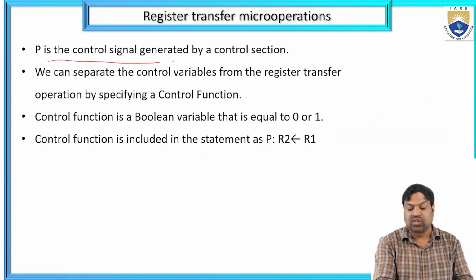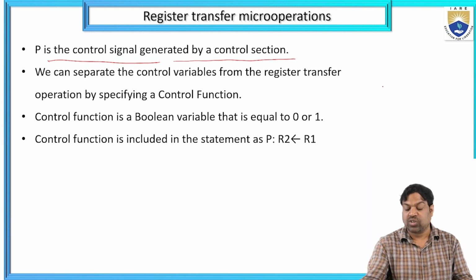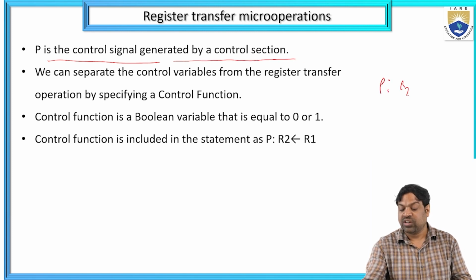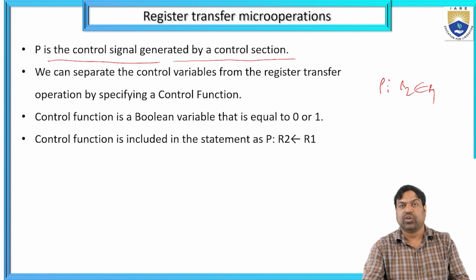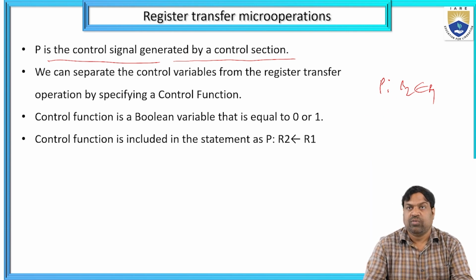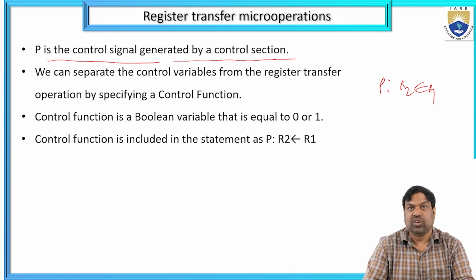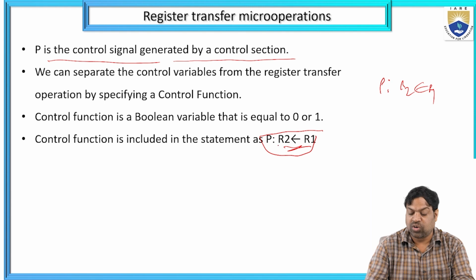And P is a control signal generated by a control section. So P is a control signal. Whether the load is transferred from R1 to R2 or not, it will be controlling. And we can separate the control variables from the register transfer operation by specifying a control function. The control function is a boolean variable that is equal to 0 or 1, and the control function is included in the statement P: R2 to R1. So P: R2 to R1, it is a control signal.